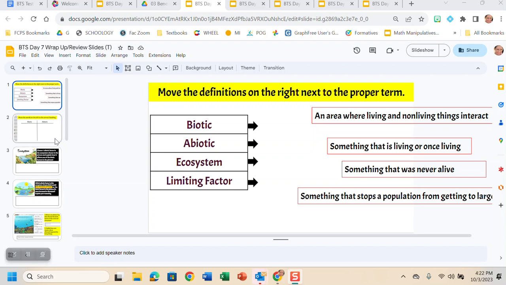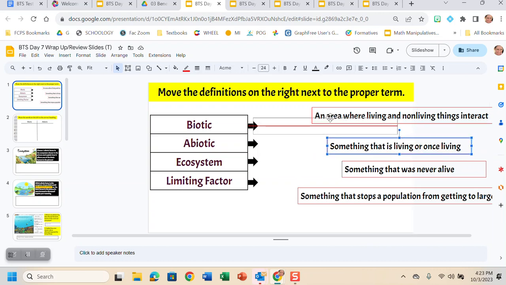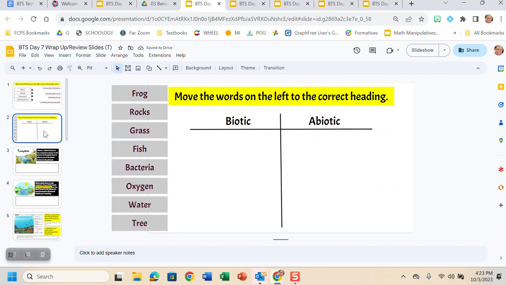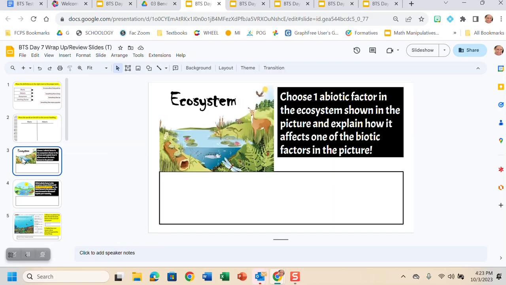And so you're going to go through these slides and you're going to do your very best to, for example, find the definition for biotic on the right. Biotic is something that is living or was once living. And you're going to drag that over so that biotic word is pointing to biotic definition. I'm not actually going to move that. I'm going to leave it where it is. Okay, go through all of these slides. Here, you're going to move different words from the left into the T chart that makes the most sense.